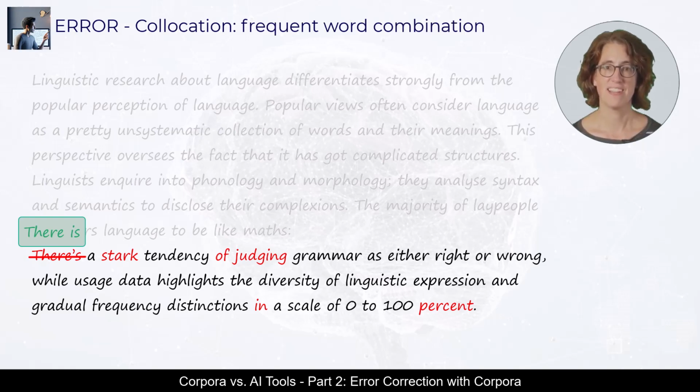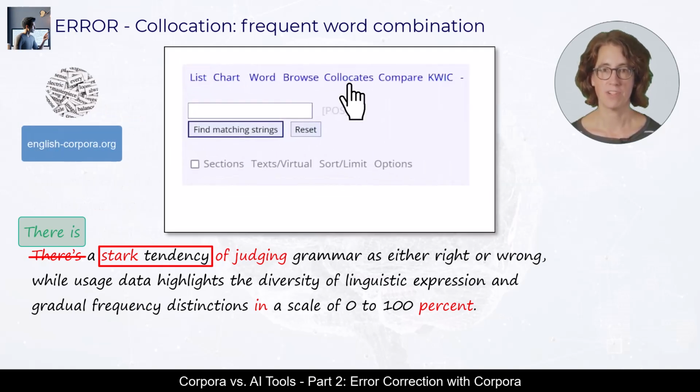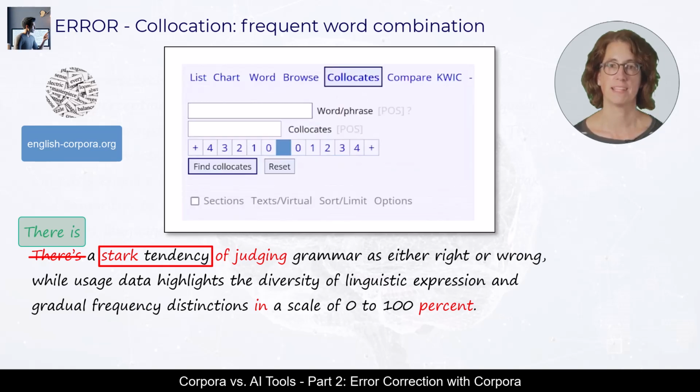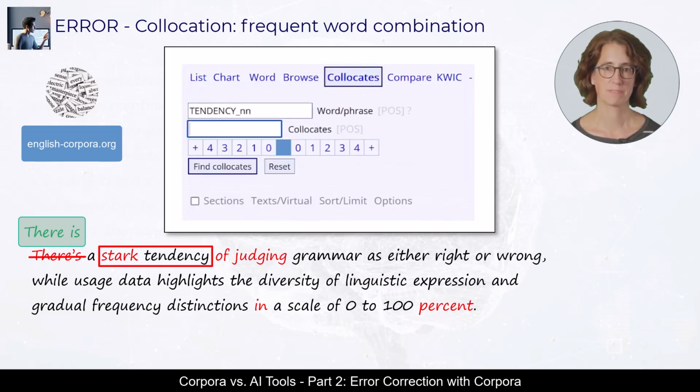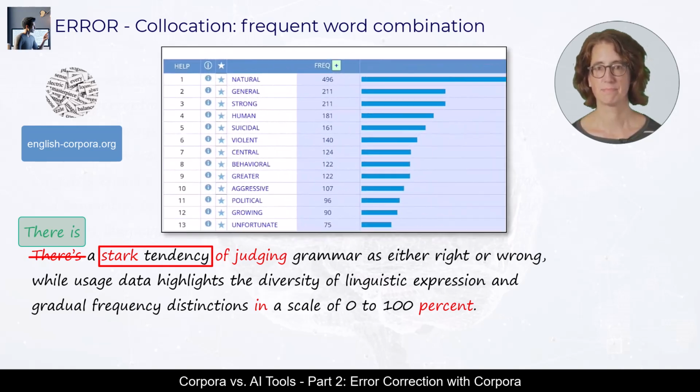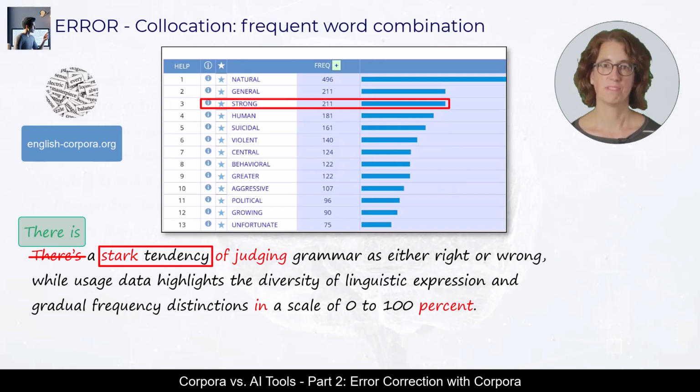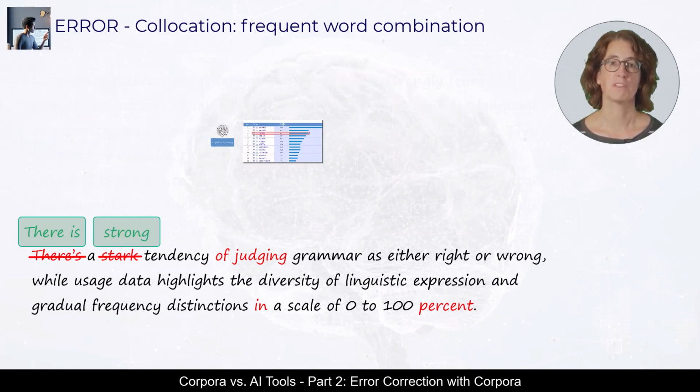The phrase "a stark tendency" as a translation of the German eine starke Tendenz is rather unusual. To find a more common collocation, we can have a look at the very top of the list of co-occurring adjectives. A better expression would be a strong tendency.